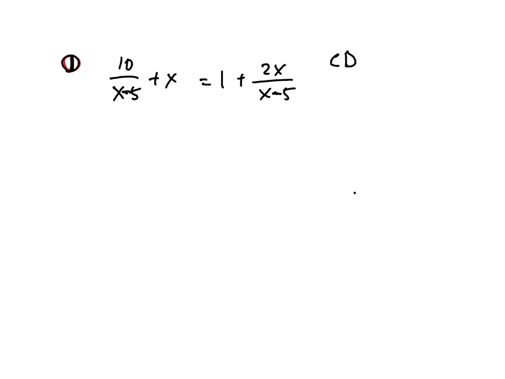Okay, rational equations. The last one. I know it's kind of hard to just listen to me talk about math, but we will get through this. We have dealt with rational equations before in the earlier sections. Okay, so 10 over x minus 5 plus x equals 1 plus 2x over x minus 5. If you remember from the previous section, our common denominator is x minus 5, and we're going to multiply both sides by x minus 5.